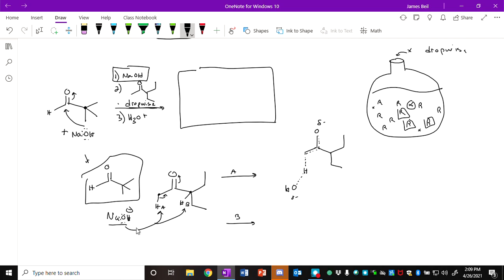Versus if the OH minus were to pick off proton B, we would have the OH minus starting to form a bond with this proton. That bond would be breaking. The electrons would be swinging in here. And these electrons would be swinging up there.